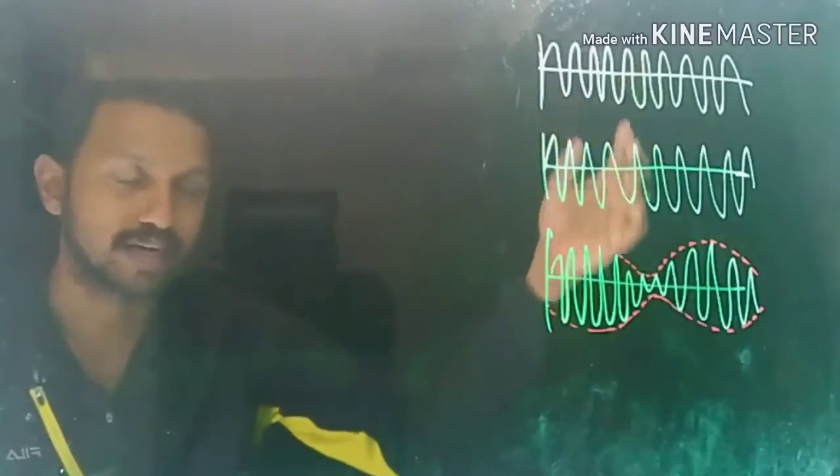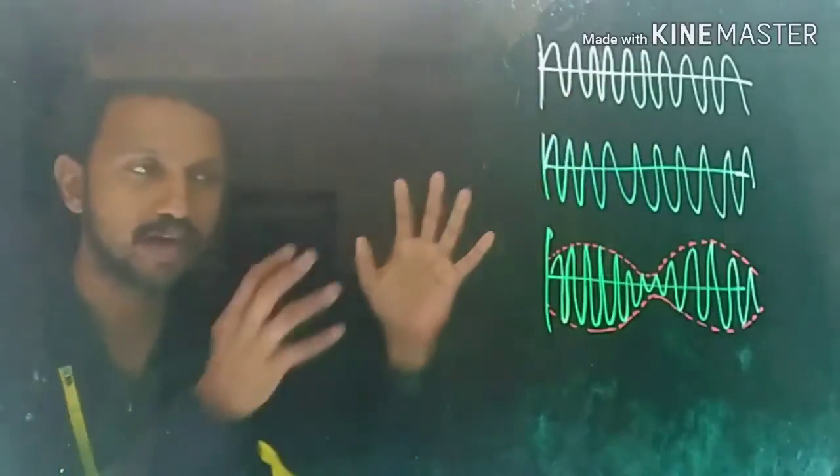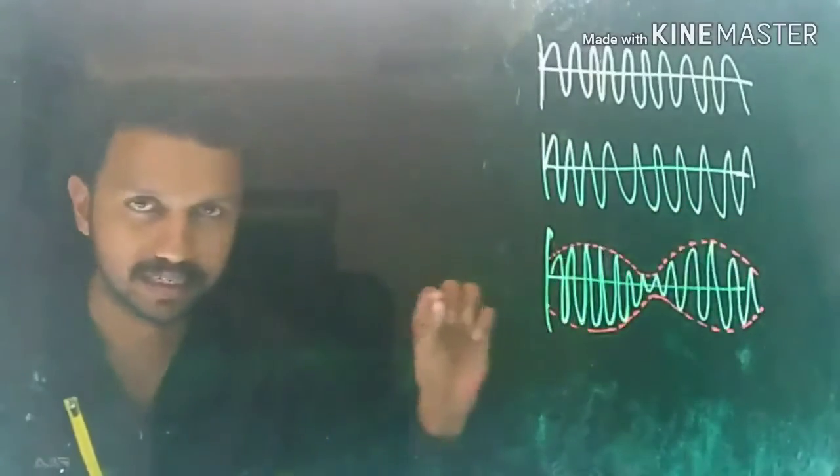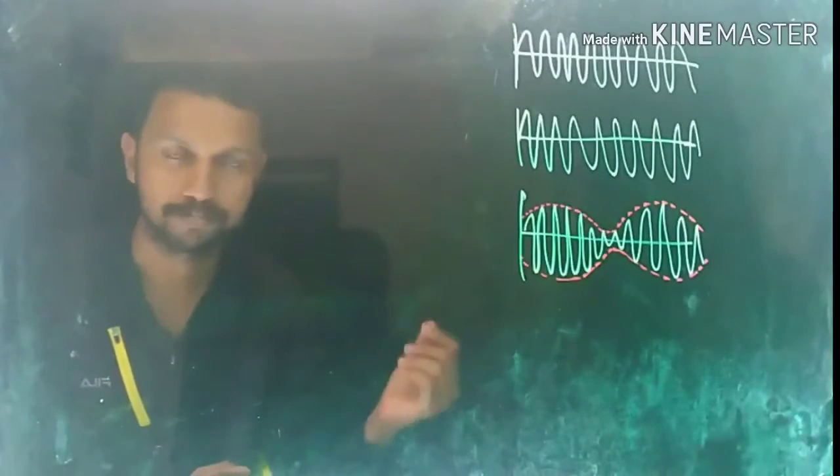That is, if there are two waves like this, they are traveling in this direction. They are of slightly different frequency, and if they are superimposing, a wave which is having a periodic increase and decrease in amplitude is created. This wave is called beat.